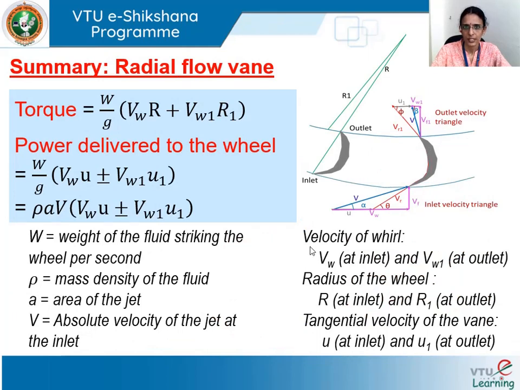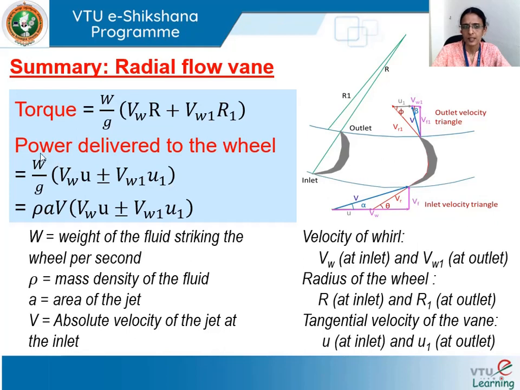Thus, to summarize what we have seen in this lecture, we have discussed the case of a jet entering a series of curved vanes tangentially, and the vanes are mounted radially on a wheel. This changes the case into that of a radial flow wheel, and in that case, rather than the impulse momentum principle, we consider the rotational tendency produced by the water that is flowing through the vane, and that is expressed in terms of torque. So, the torque in this case is given by W by G, that is mass flow rate, into VW R plus VW1 R1, or I can say VW R plus or minus VW1 R1, and the corresponding power generated is given by W by G into VW U plus or minus VW1 U1.